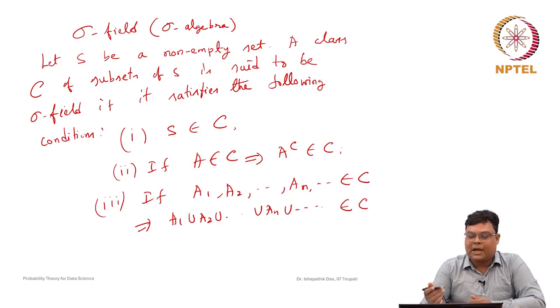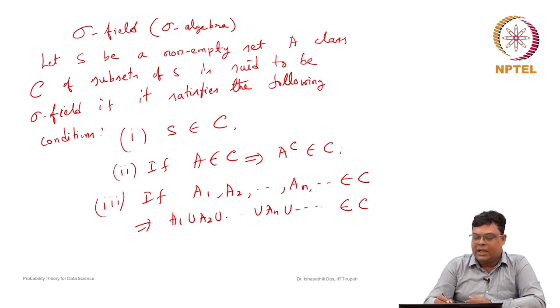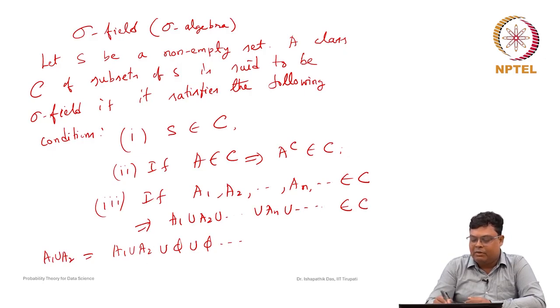Now, note that if some class of subsets of S is a sigma field, it must also be a field. Suppose I want to see that A1 union A2 belongs to C. Because the third property covers infinite collections, let us consider this collection: countably infinite, A1, A2, A3 is phi, A4 is phi, and so on. Then this union is nothing but A1 union A2. Because of the third property in the sigma field, this infinite union must belong to C. Hence a finite union also belongs to C, so this must be a field.